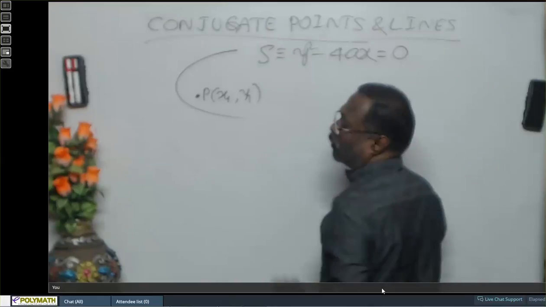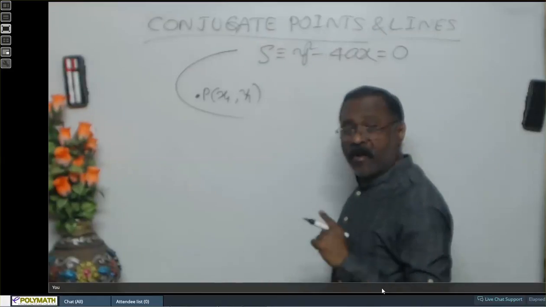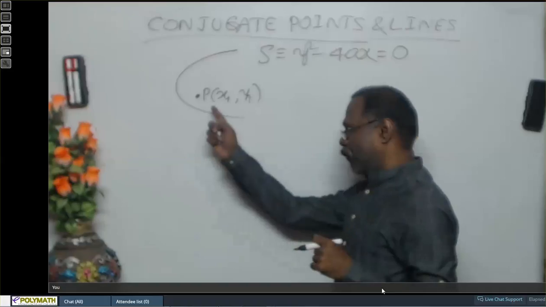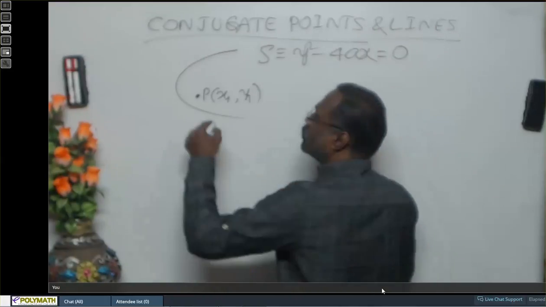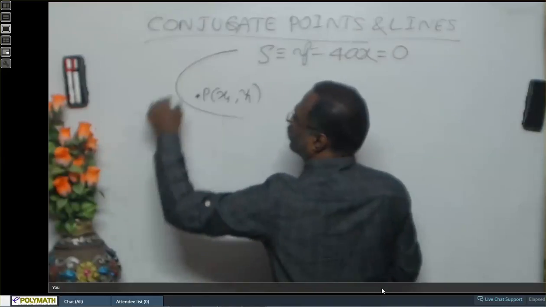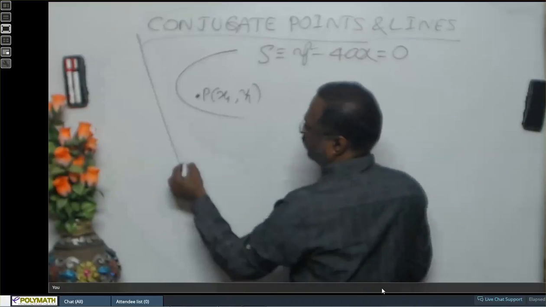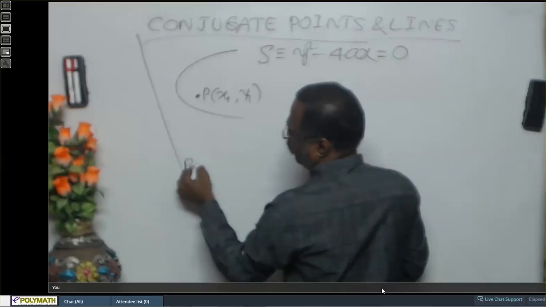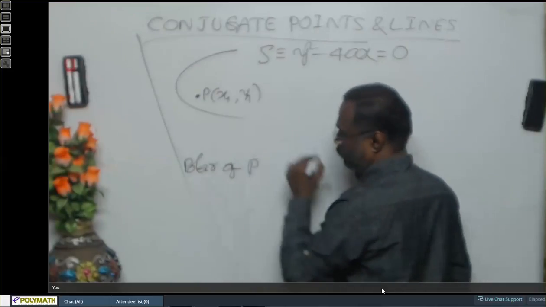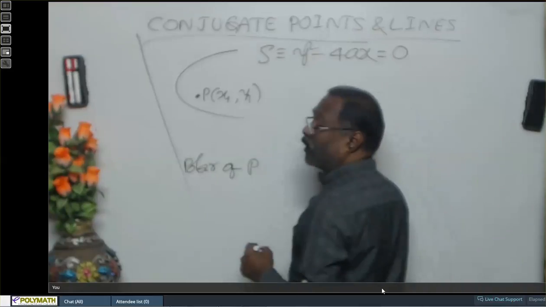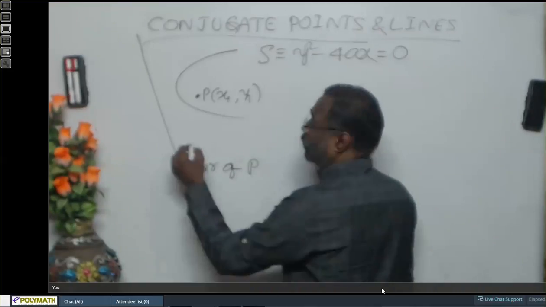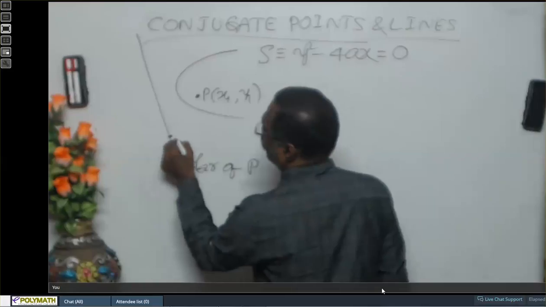And obviously, you know, the polar never intersects the curve because the pole is lying inside the curve now. So if you take the polar, let us suppose the polar is like this. This is the polar of P. Now, there is another point Q. Let us suppose it is lying here. Let it be some x2, y2.